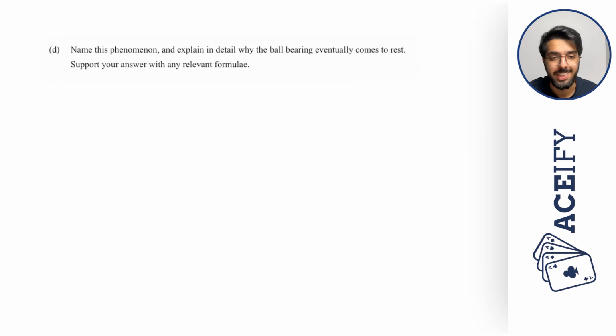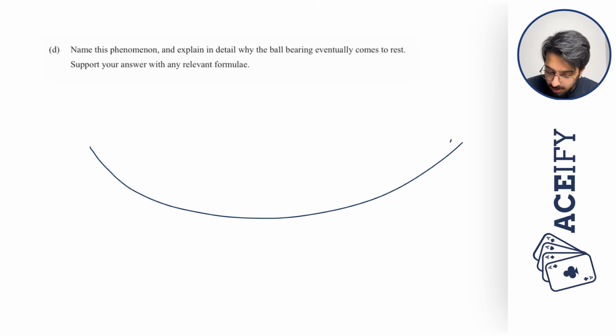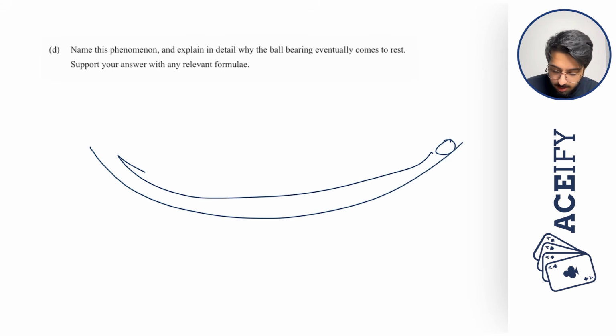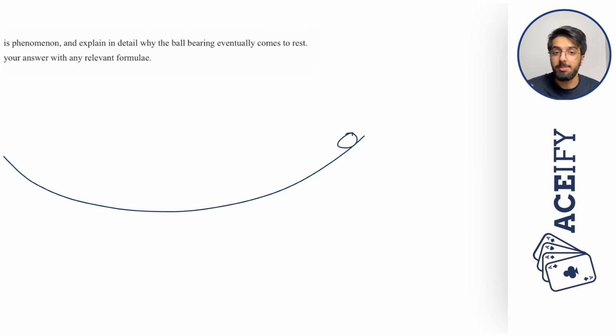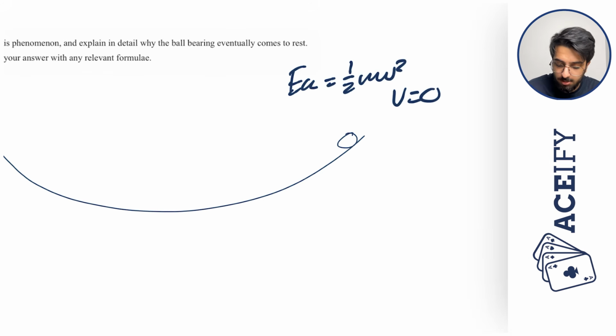Answer with relevant formulae. So as the ball bearing is oscillating, I'm pretty sure it's a situation like this, where we have our ball bearing moving from side to side like this, okay? As you can see, at this point, it has max gravitational potential energy, and if it's at max displacement, then it's also momentarily at rest, and therefore, as our EK is equal to half mv squared, if our v is equal to 0, our EK is also equal to 0, right? So it has max gravitational potential energy and minimum kinetic energy, right?